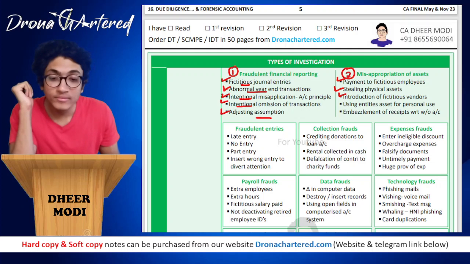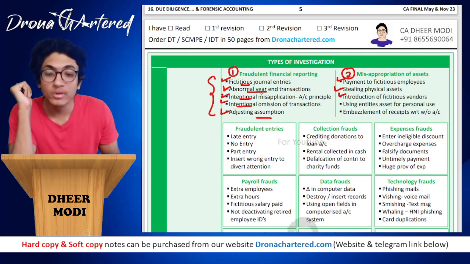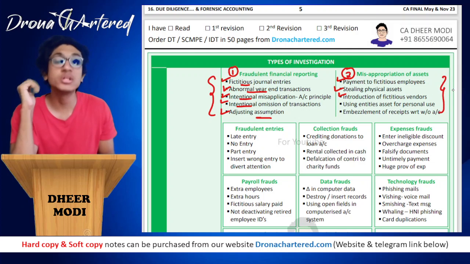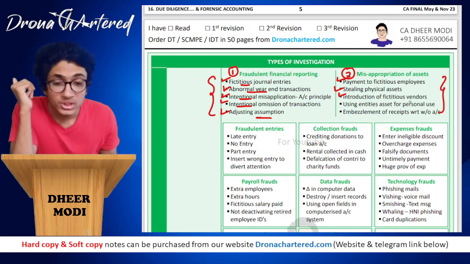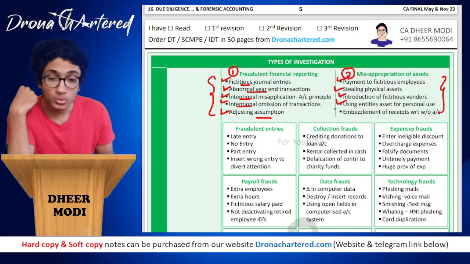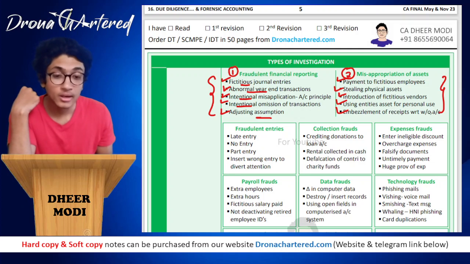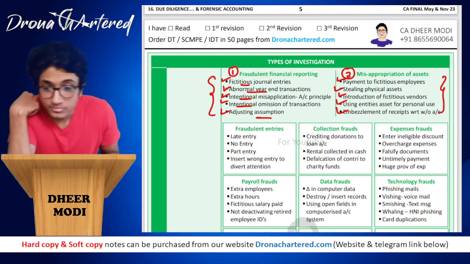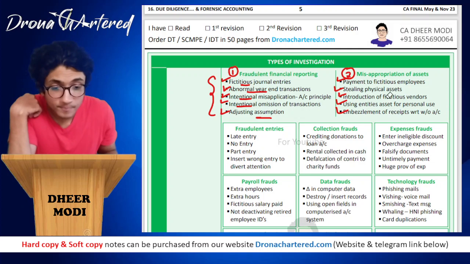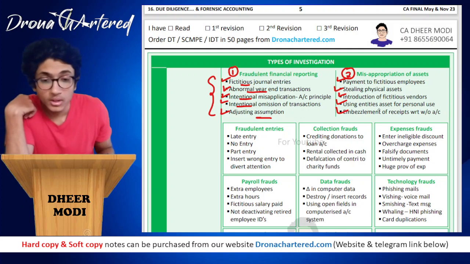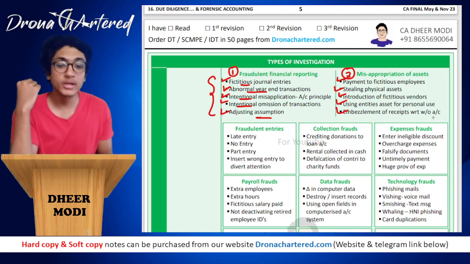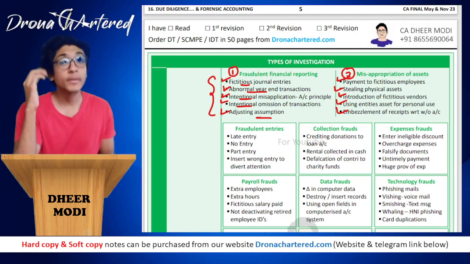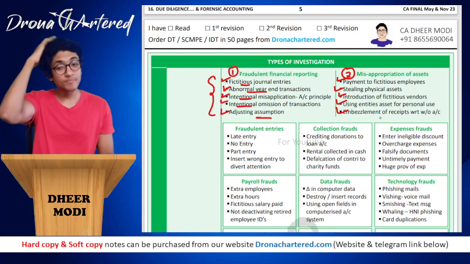So if you check, all of these were related to your books of accounts, and all of these are actually related to your assets, either cash or your inventory, etc. Introduction of fictitious vendors, using entities' assets for your personal use, and last is embezzlement of receipts with respect to written off accounts. Okay, WO is written off. So if you're embezzling any receipts out of written off accounts.